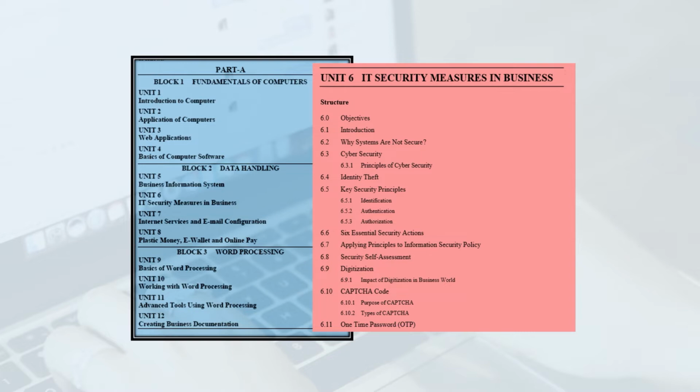without the person knowing, the crime is going to occur, and they grab the money from the individual's account. There are certain key security principles, that is identification, authentication, and authorization. We will definitely talk about that. There are also certain security actions which need to be taken care of: what are the parameters by which you are going to regulate cyber crimes, and principles of information security policy. So digitization, then certain codes, one-time password. We will definitely talk about all those things on a one-to-one basis.